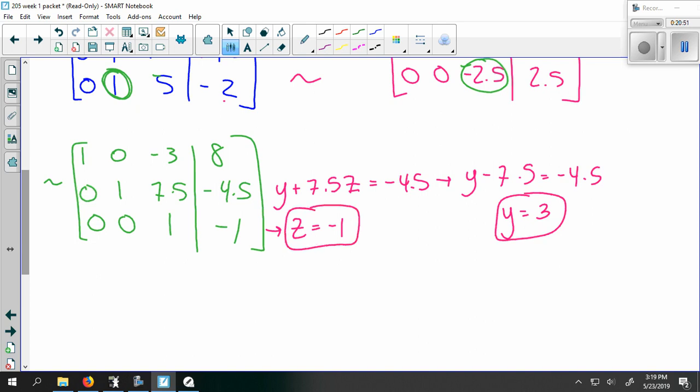And then my first row says x minus 3z equals 8. And I know what z is. z is negative 1. So this says x plus 3 equals 8, plus 3 because it's negative 3 times negative 1. So that means that x equals 5.